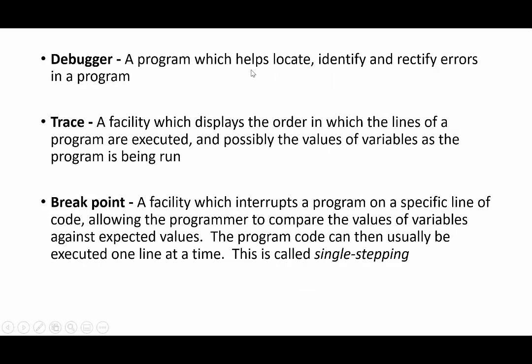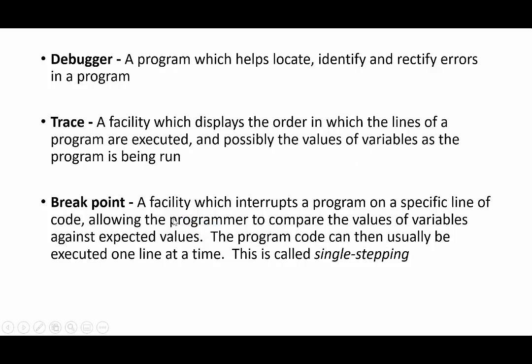So you've got Debugger. This is a part of the program that allows you to locate, identify and rectify any errors in a program. It's something that you can just run, and it highlights where your errors in the code are. Trace. This shows you which lines of code are running in which order, and it's obviously useful if your program's jumping around in and out of if statements and loops. You can see which lines of code have been run in which order, and it might also show you what the values of the variables are as it's running.